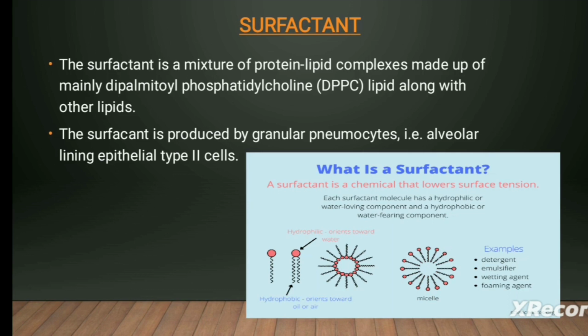The surfactant is produced by granular pneumocytes, that is the alveolar lining epithelial type 2 cells. Please mark this. What type of epithelium is found in surfactant? It is the alveolar lining epithelial type 2 cells.